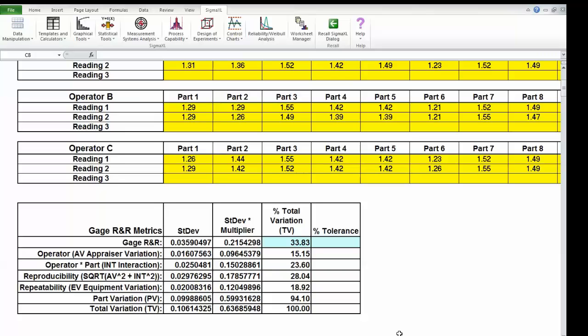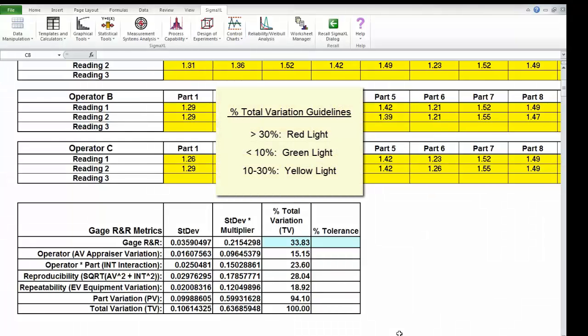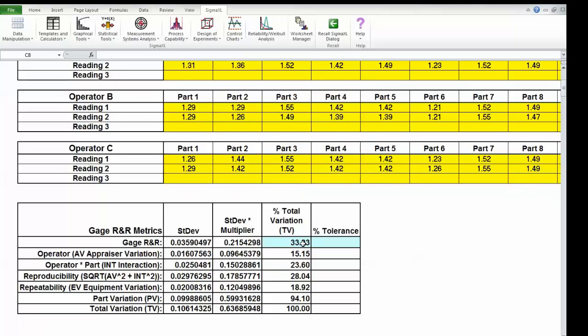The guidelines you learned in the book are universal. Greater than 30% is a red light, less than 10% is a green light, in between is a yellow light. The software highlights this in blue so you know which number to look at. Here we have a bad measurement system.